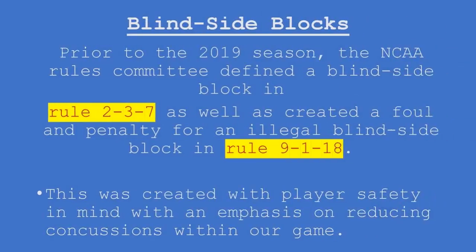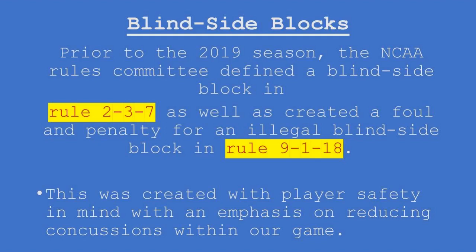Blindside blocks. Prior to the 2019 season, the NCAA Rules Committee defined a blindside block in Rule 2-37, as well as created a foul and penalty for an illegal blindside block in Rule 9-1-18. The basis of this rule is that it was created with player safety in mind, because last year was that off year where the only changes that can be made are those that meet its intended purpose, as in this case, player safety related. So that is why this rule came to be.